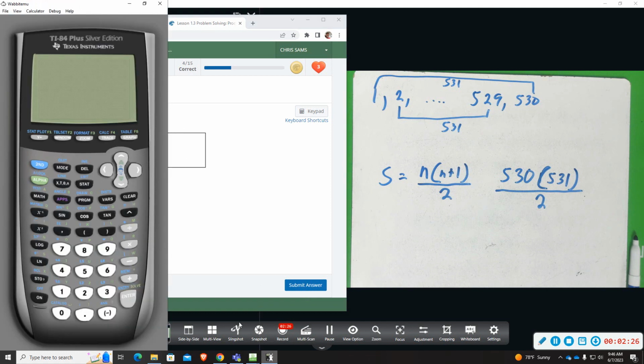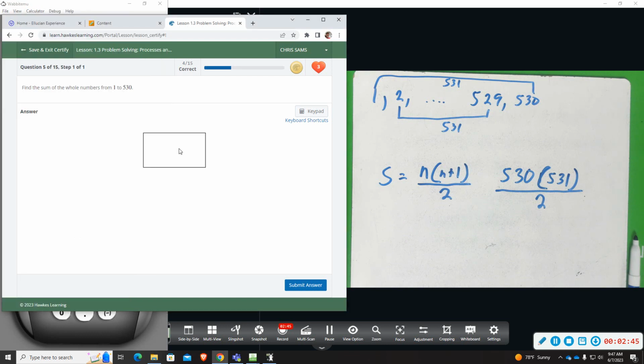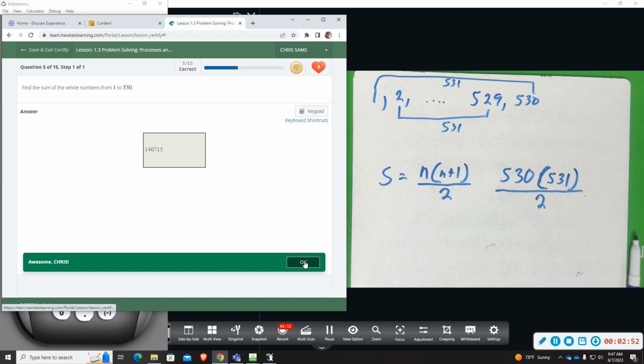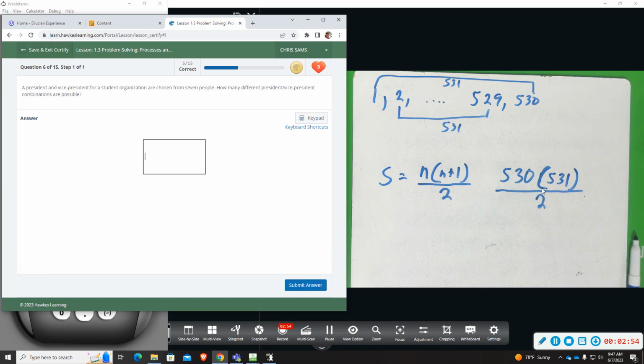So pull up the calculator. 530 times 531 divided by 2. And that gives me 140,715. I think that's going to be a lot faster than this other method.